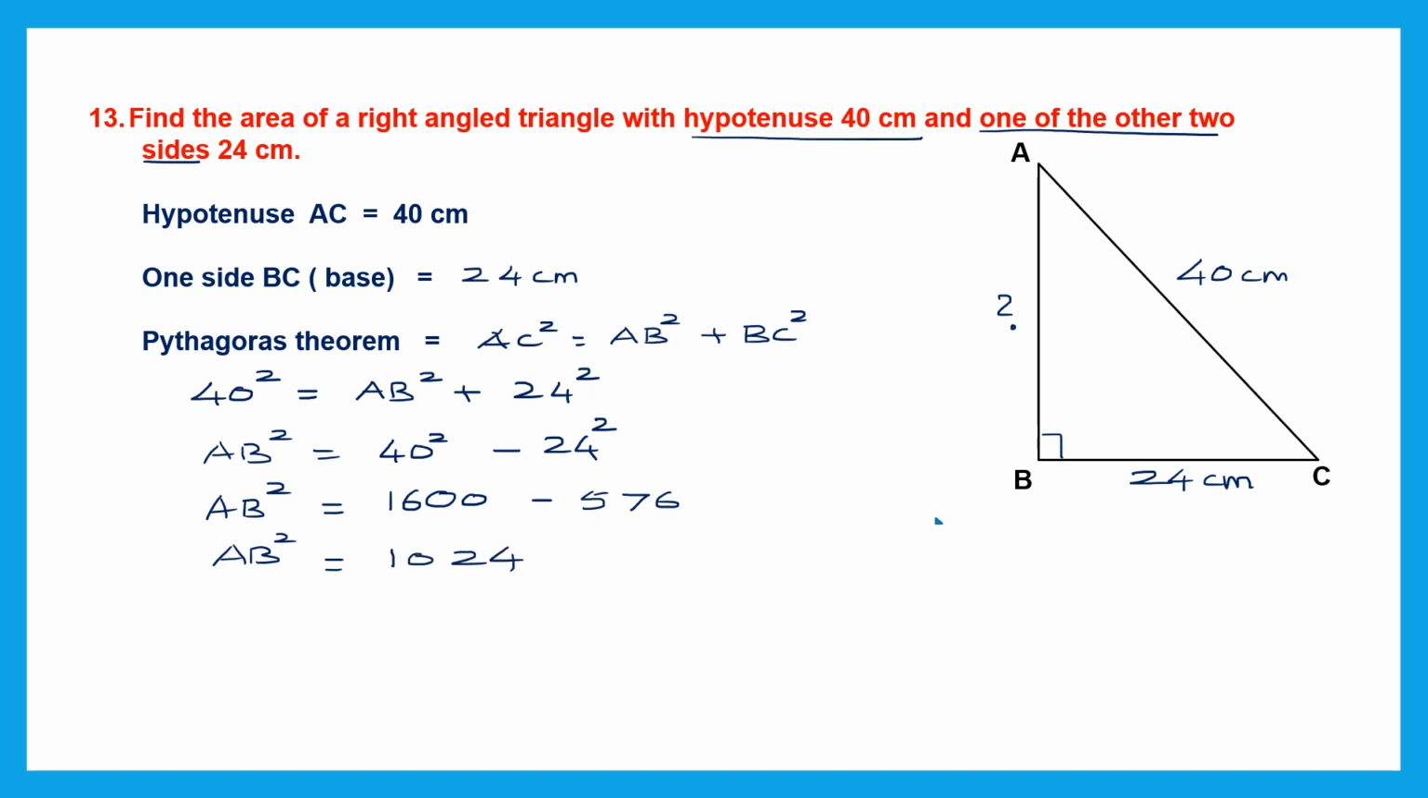which is 1024. So now if we have to find AB, what do we say? We say the square root of 1024. So now let's find the square root of 1024.